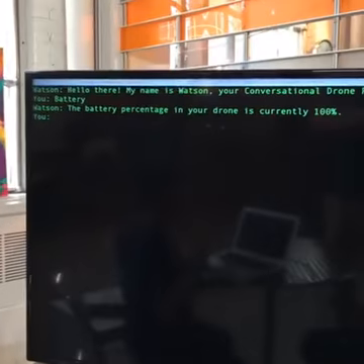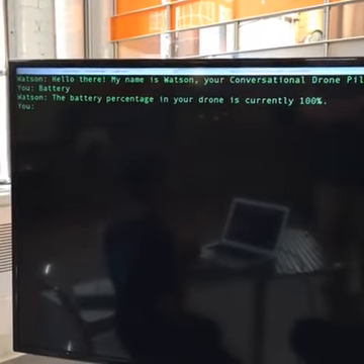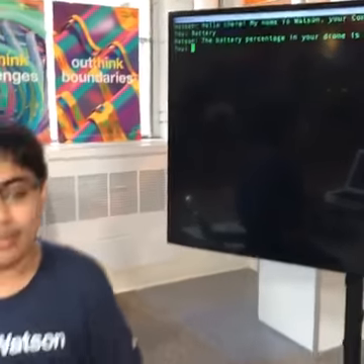So as you can see, if I ask it for battery information, it says that the battery percentage in your drone is currently 100%. The Raspberry Pi had shut off by mistake, so now it's back on, and our server is back up again. So now, let's continue.